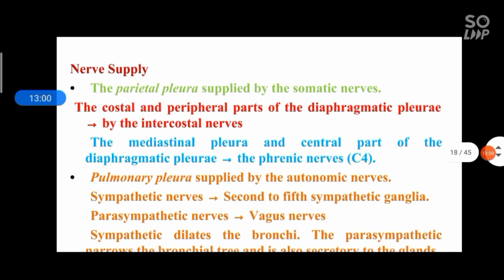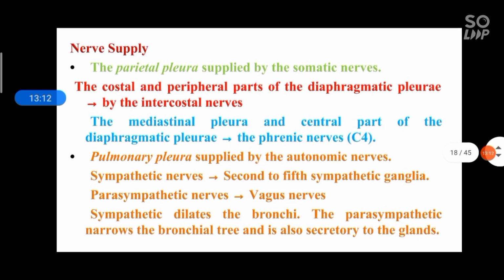Nerve supply, very important. The parietal pleura is sensitive to pain, and the pulmonary pleura or visceral pleura is supplied by the autonomic nerve, so it is insensitive to pain. The parietal pleura, the costal and peripheral part of the diaphragmatic pleura, is supplied by the intercostal nerve, but the mediastinal pleura and central part of the diaphragmatic pleura are supplied by the phrenic nerve, and the visceral pleura by the autonomic nerve.